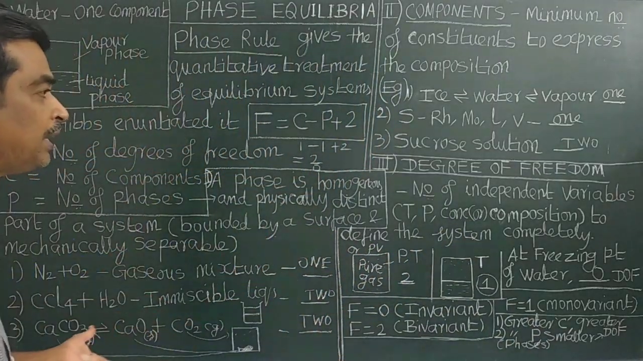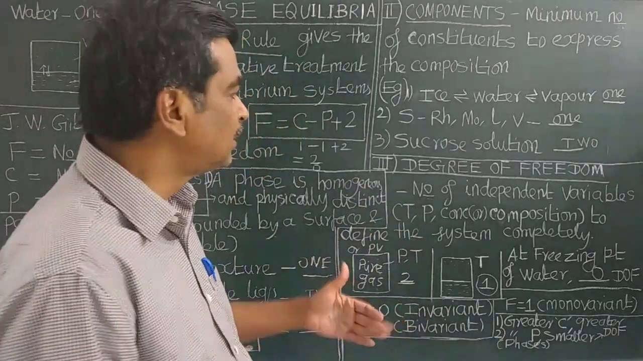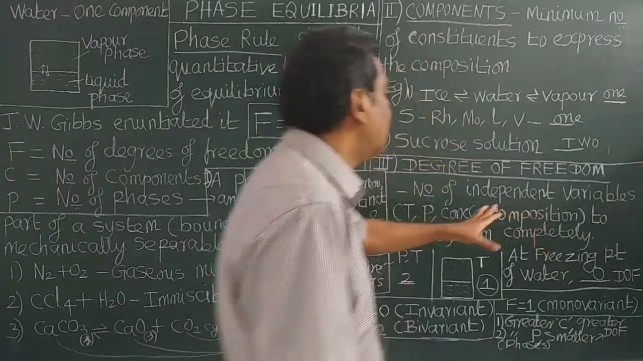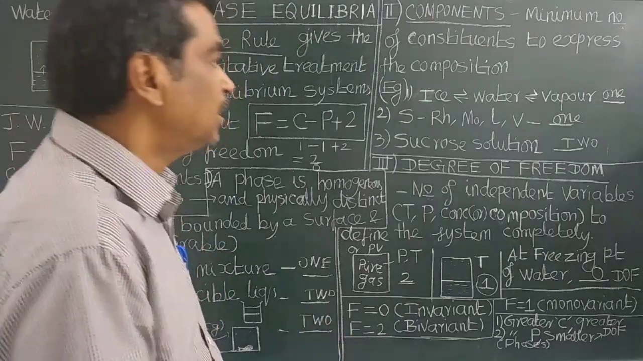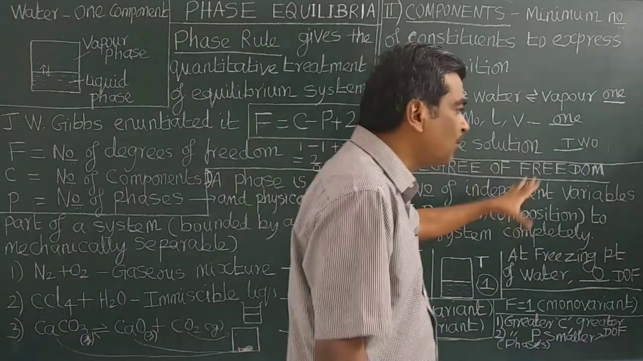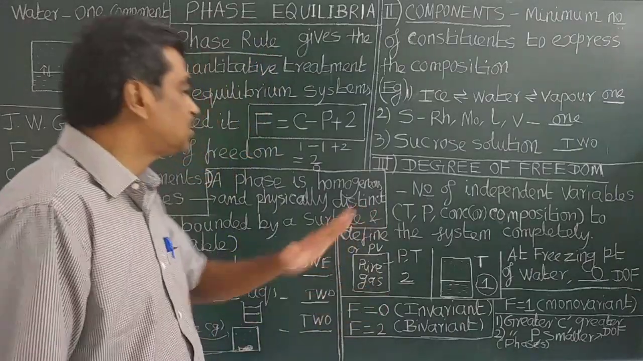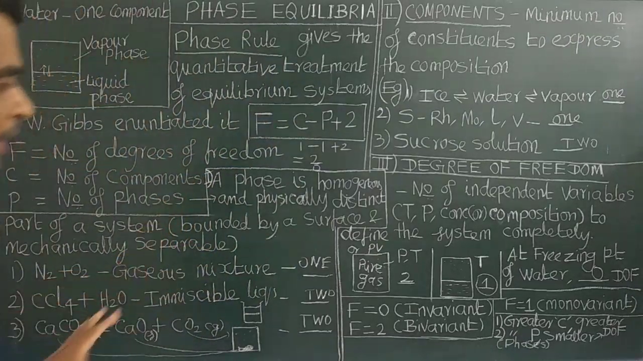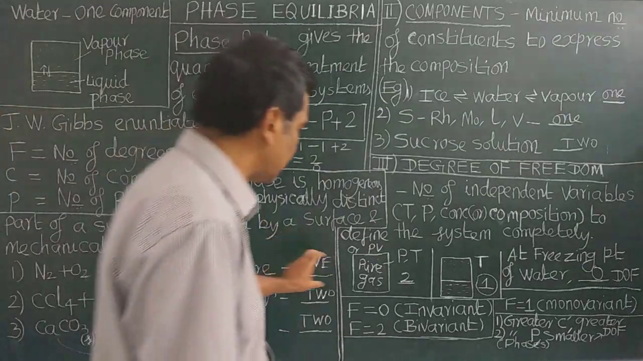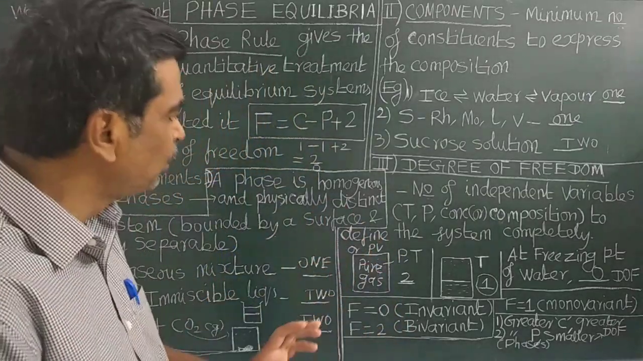What are independent variables? Such as the temperature, pressure, concentration, that is the composition, what are the constituents, to define the system completely. So it is defined as the number of independent variables to define the system completely. For example, let us consider a gaseous system. Let us consider a pure gas, no mixture, nitrogen gas or oxygen, a pure gas.